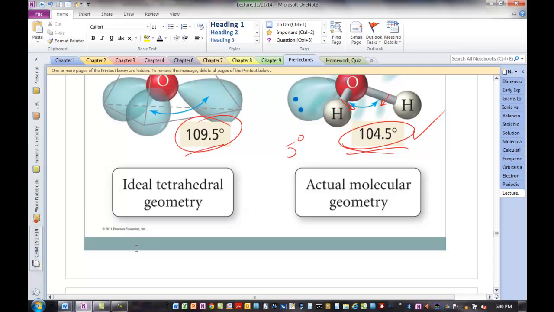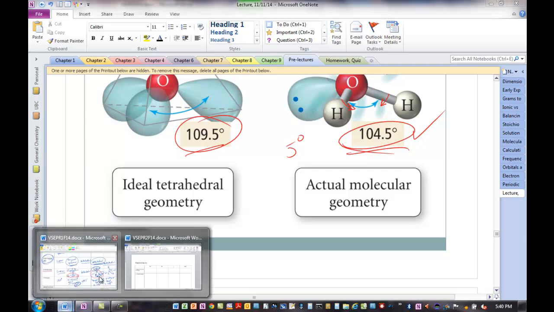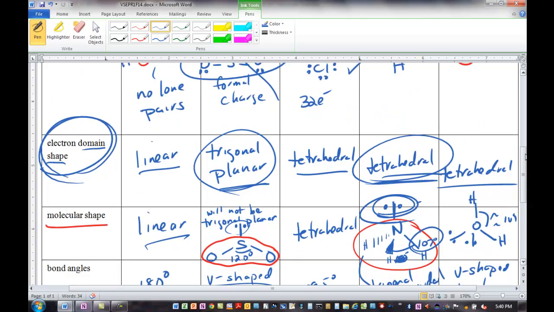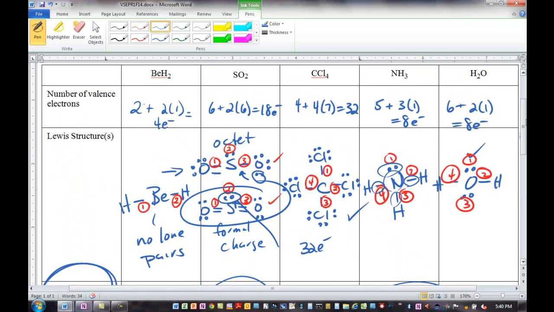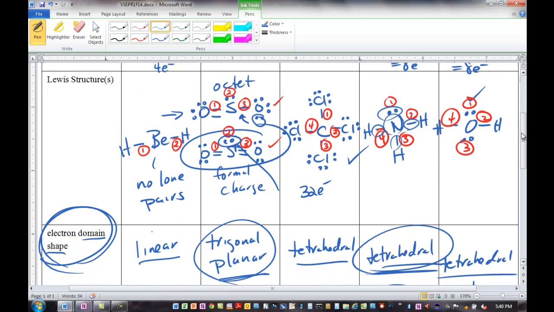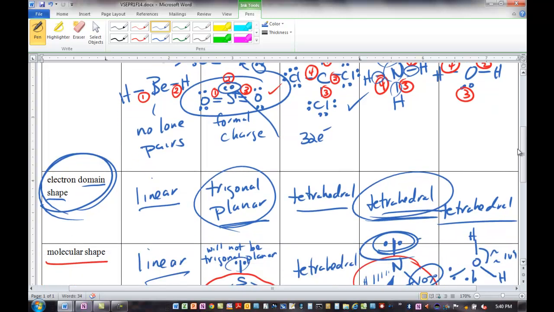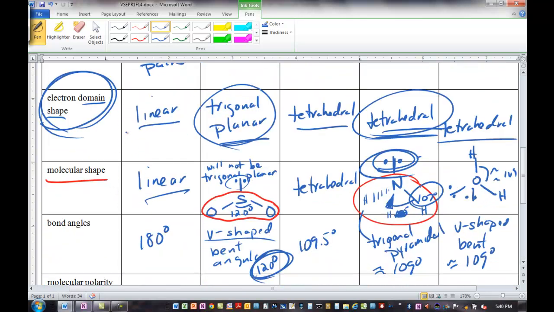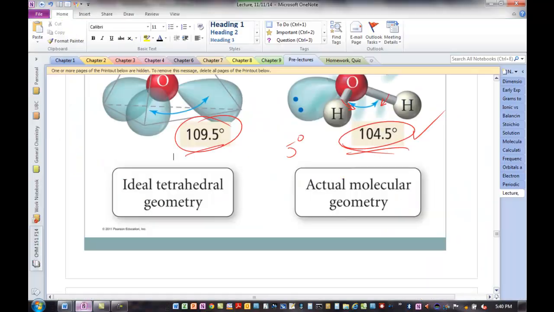So we've pretty much gotten through, on this handout, 2, 3, and 4 pairs. Okay, 2 pairs linear, 3 pairs trigonal planar, 4 pairs tetrahedral. Now you do have to do more work past that depending on if you have lone pairs. You know, this first one, no lone pairs, linear. This one here, tetrahedral, no lone pairs. But it's more work figuring out the shape of the molecule if you have lone pairs, and that's where building models really helps. All right, so let's go back to our notes for 5 and 6 pairs.